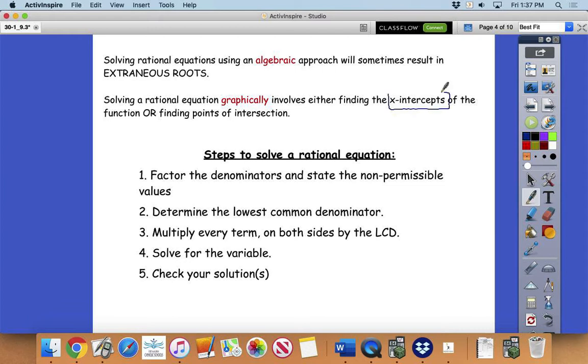Solving a rational equation graphically means finding the x-intercepts or the point of intersection. If you're finding the x-intercept, that means your equation was equal to 0. If you're finding the point of intersection, that's where you go y1 for the left side and y2 for the right side of the equation, and you want to find where they intersect. So those are two different methods for graphically solving for a rational equation. If you're algebraically doing it, you want to factor the denominator, state the non-permissible values. You want to determine the lowest common denominator. You want to multiply every term on both sides by the lowest common denominator. You want to solve for the variable and always check your answers.